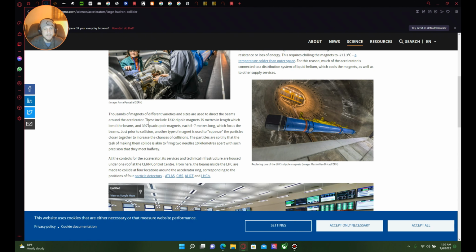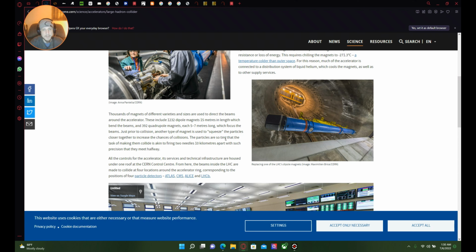Anyways, thousands of magnets of different varieties and sizes are used to direct the beams around the accelerator. These include 1,232 dipole magnets 15 meters in length, which bend the beams, and 392 quadrupole magnets, each 5 to 7 meters long, which focus the beams just prior to collision.